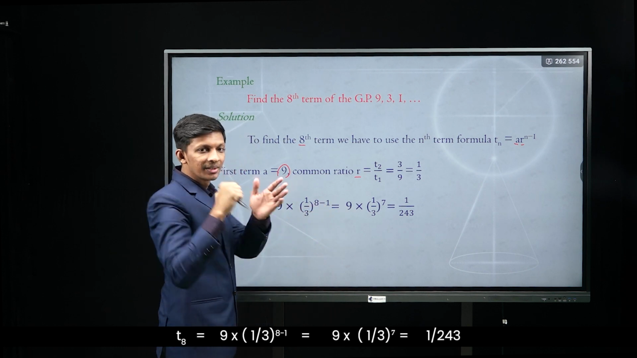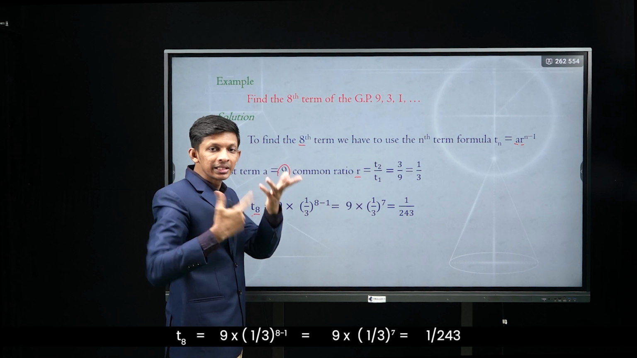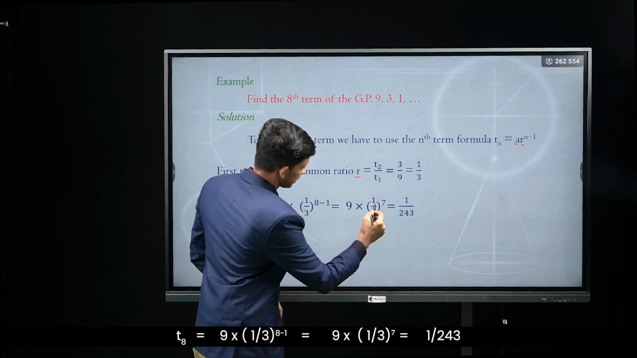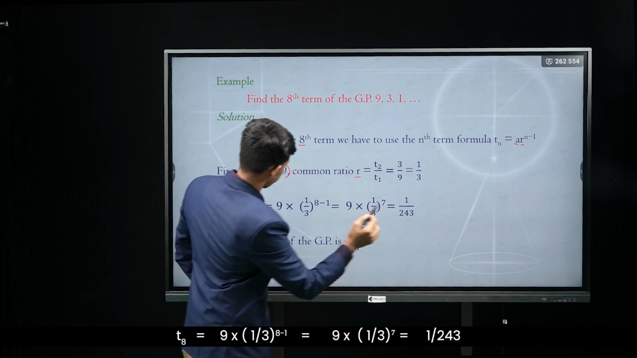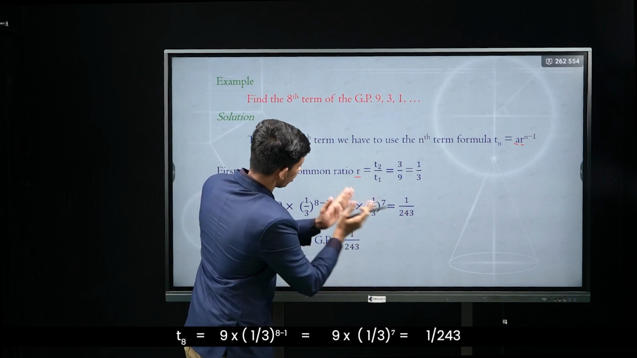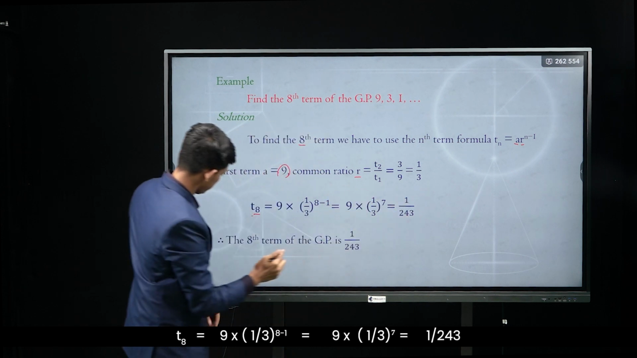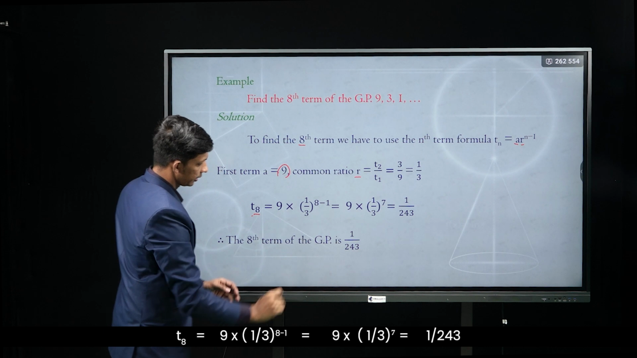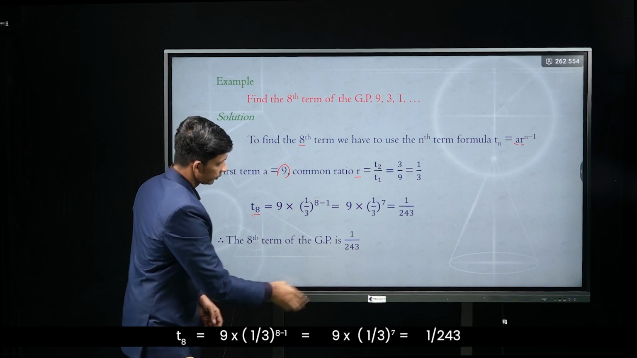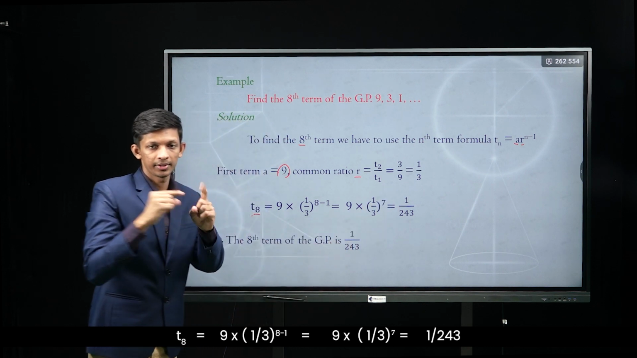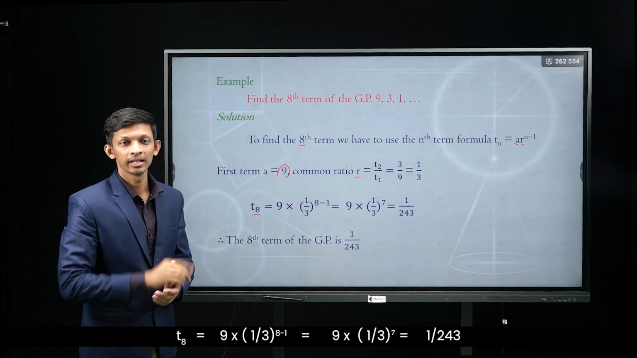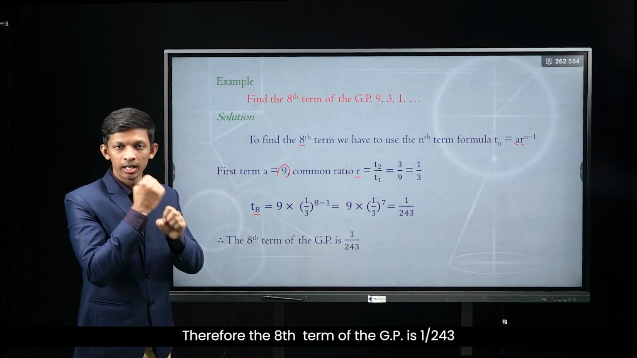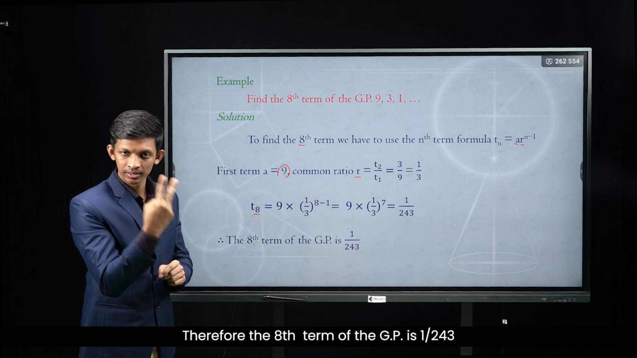That is equal to 9 into 1 by 3 whole power 7. By solving, we get 1 by 243. Therefore, the eighth term of the geometric progression is 1 by 243.